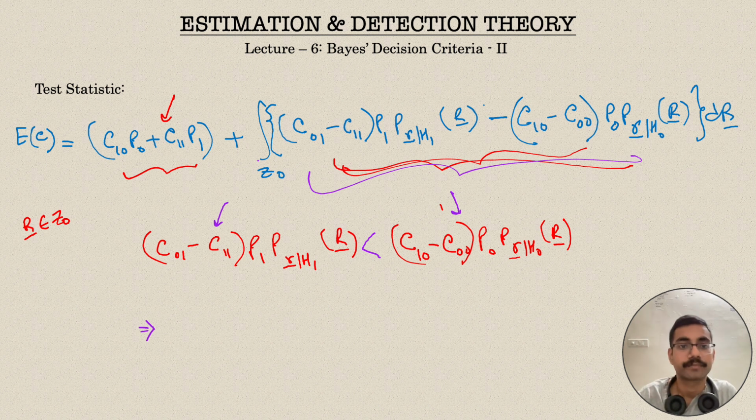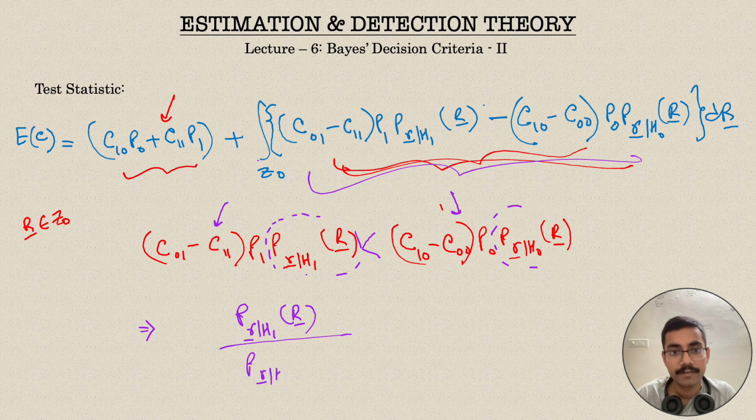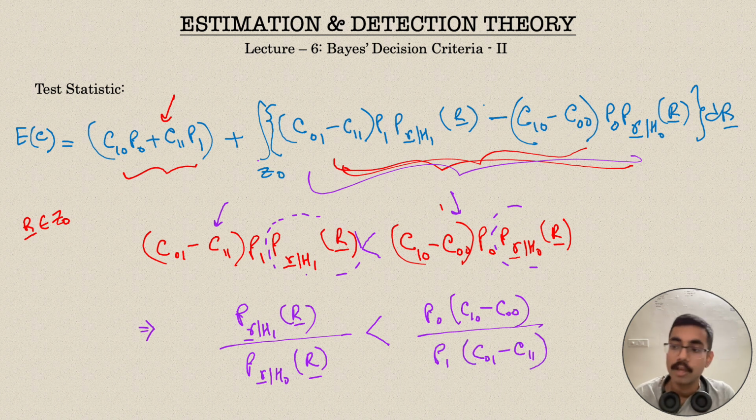Now what I would do is, I would take this distribution and I would take this distribution and divide it. So I am having P of R given H1 R divided by P of R given H naught R is less than P naught C10 minus C00 divided by P1 C01 minus C11. See, when this is less than this particular expression, this region is actually in Z naught. In that case, it would fall under hypothesis H naught, the null hypothesis. This is how we have designed the LRT or the test statistic.